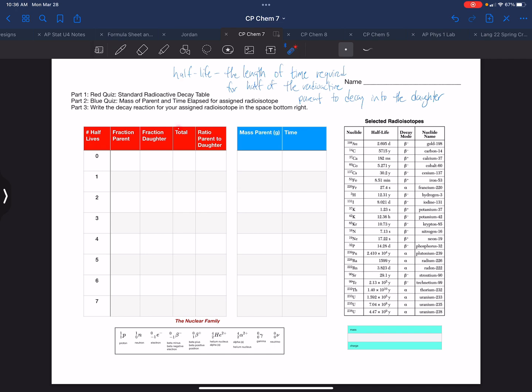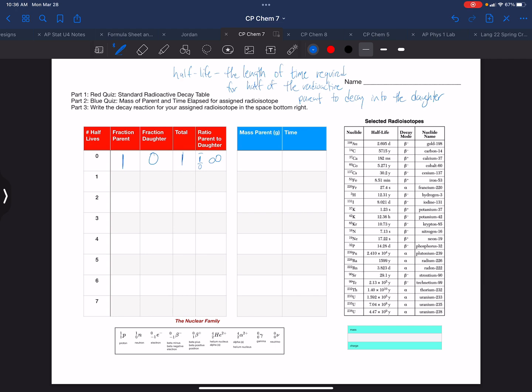So we have in the red table the number of half-lives, which ranges in this table from 0 to 7. The fraction of parent. Well, in the beginning, all of it is parent. That's what we're studying. So the fraction is 1 of parent, and there is none of the daughter. That gives a total of 1. And the ratio of the parent to the daughter is infinite. That is 1 to 0. When you divide by 0, you get infinity. So there isn't really a ratio because it's all the parent.